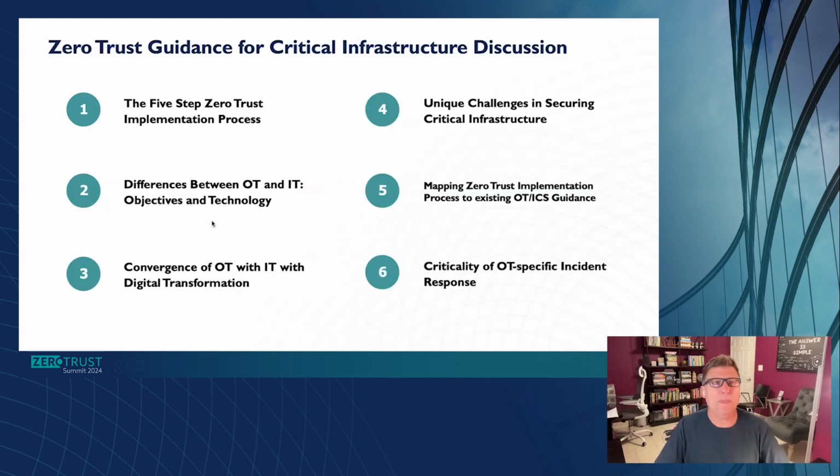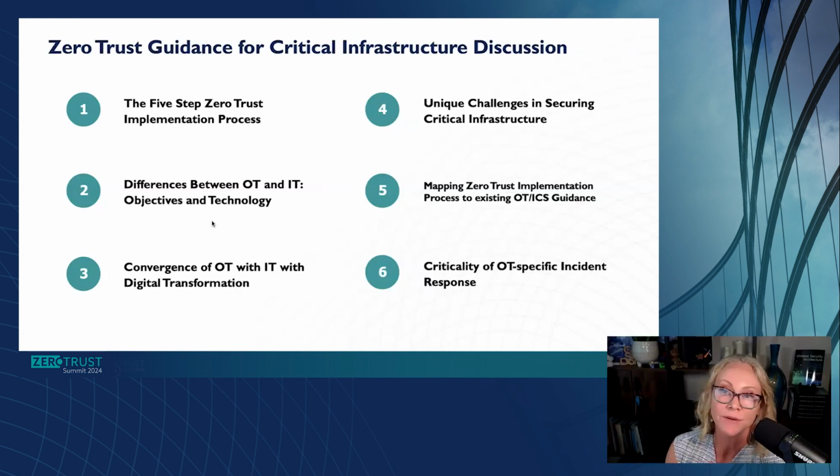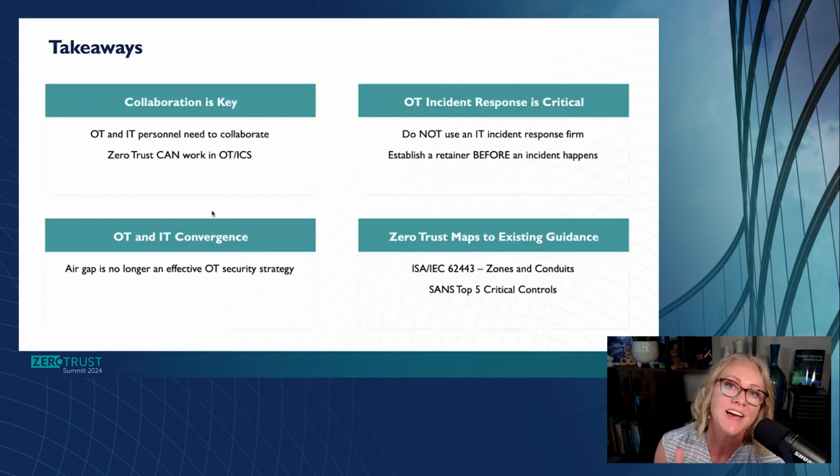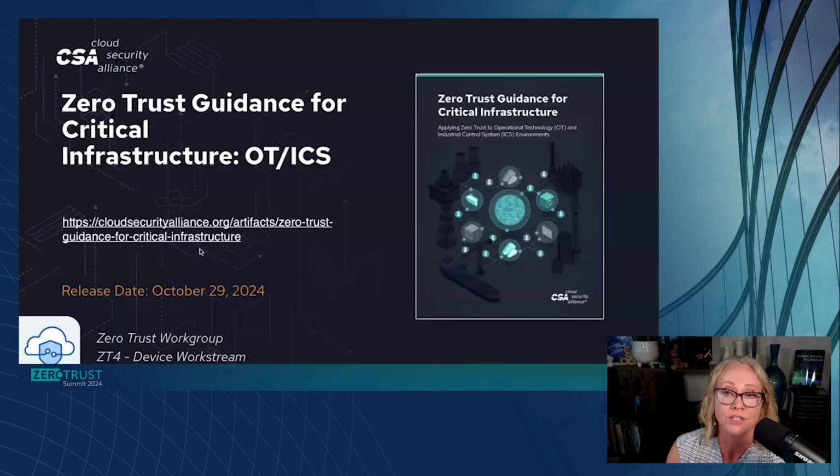Now, we've been talking about the document, so I think we should tell them how to find this wonderful, fantastic document. If you look at the Cloud Security Alliance site and look for Zero Trust guidance for critical infrastructure, you can probably just Google that and it will pop up. That's how I keep finding it. But Josh has a link for you guys here as well.